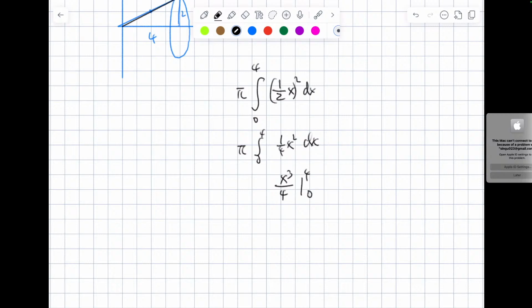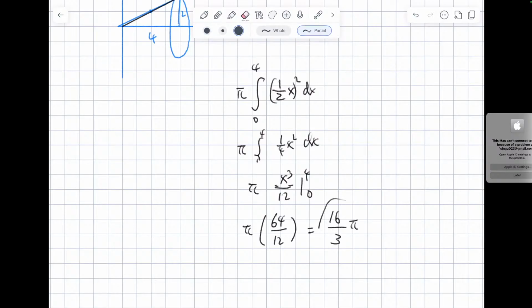X cubed over 12. Yeah, wait, so x cubed over 3 times 4 is 12. Yeah, you're right. Thank you. And it'll be 0 to 4. This is pi, right? So pi times 4 to the third is 64 over 12. Can I divide top and bottom by 4? So this is 3, and it's going to be 16 pi over 3.